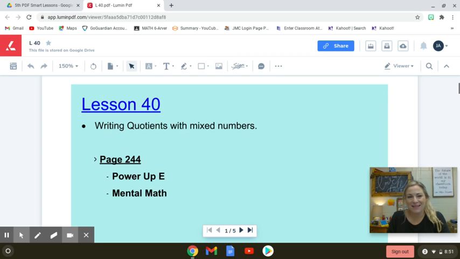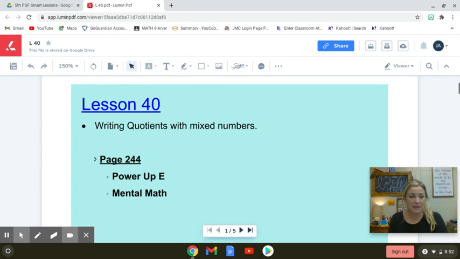Everyone, today's lesson is lesson 40 and it's writing quotients with mixed numbers. I really appreciate this lesson because working with mixed numbers seems to be something that I notice students struggle with consistently, whether that be converting improper fractions to mixed numbers, just understanding what a mixed number is in general.